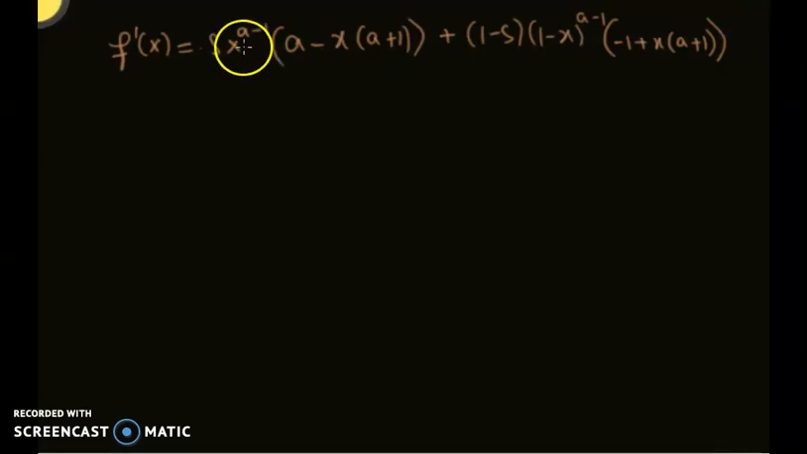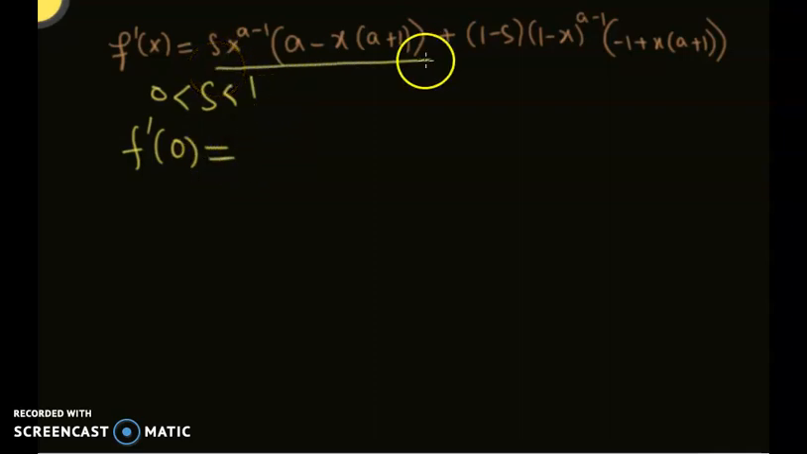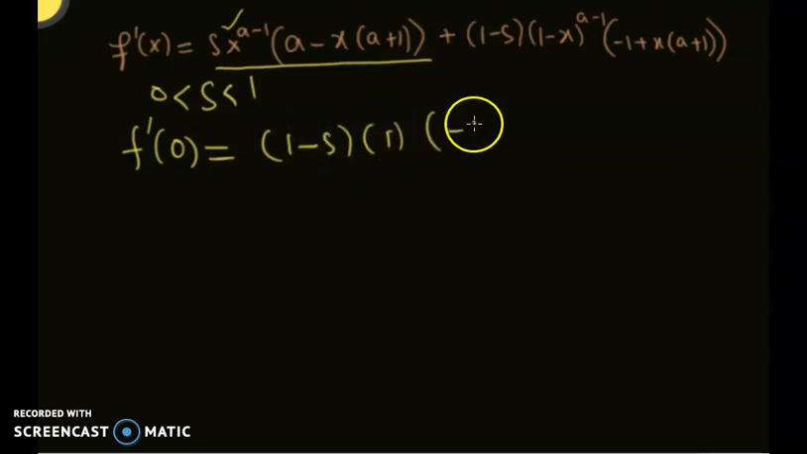Hello, so this was the time first derivative of our f of x. Now here the assumption on s are going to be between 0 and 1, and if we calculate now f prime at 0, then this whole term will vanish to 0 because of this, and what we are left with is 1 minus s times 1 times minus 1, which is minus 1 minus s, which is less than 0.